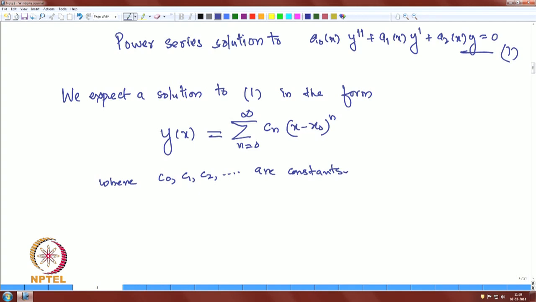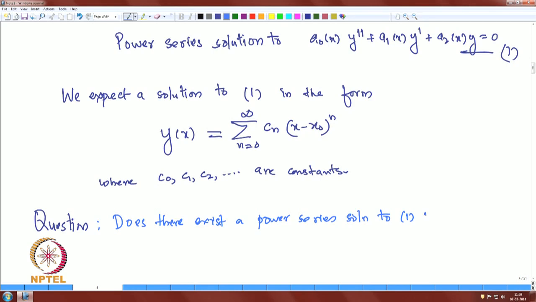So, we expect a solution to the variable coefficient differential equation 1 in a power series form, in an infinite power series about a point x 0. Now, the question is, does there exist a power series solution to 1 in the form 2? So, call this form 2. So, does there exist a power series solution to the above differential equation in the form 2?